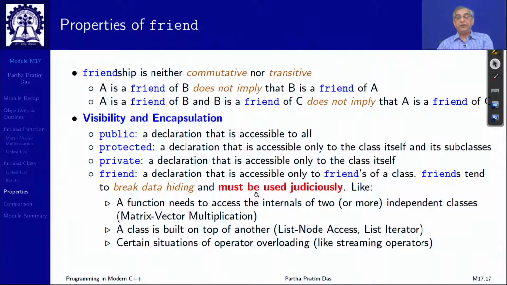So, the basic properties of friend, if you must remember: the first thing is friendship is neither commutative nor transitive. That is, if A is a friend of B, B is not necessarily a friend of A, right. So, node has said that the list is its friend, but by this node does not become a friend of list. If this is to be said, this is to be said explicitly. Second, it is not transitive, that is, if A is a friend of B and B is a friend of C, it does not mean that A is a friend of C, right? None of these will hold.